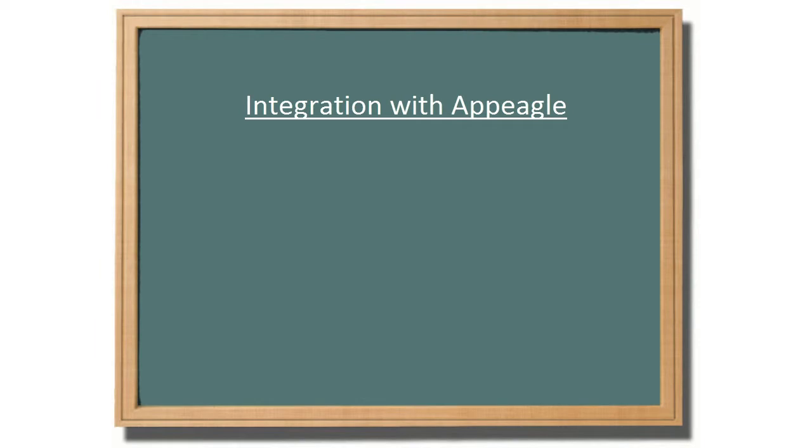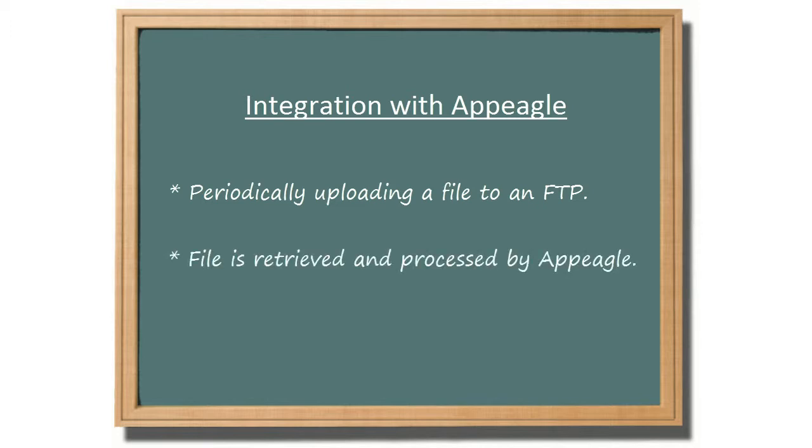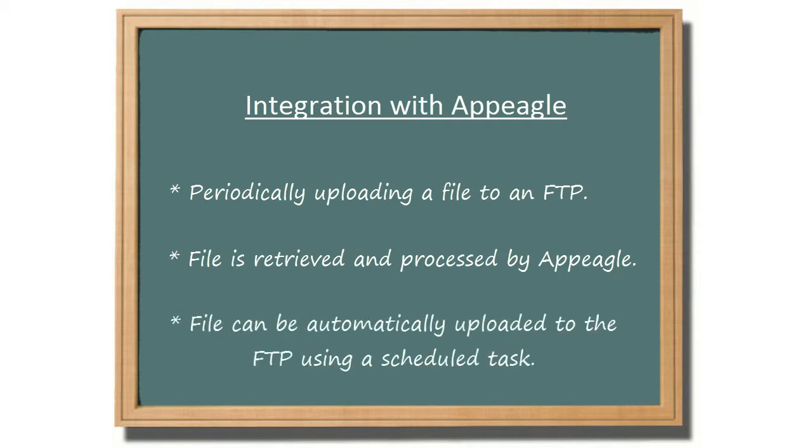Integration with the Appeagle platform is achieved by periodically uploading a file in a special format to an FTP site. If you do not have an FTP site, SellerCloud support can set one up for you. The file is then retrieved and processed by Appeagle. This file is created in a special format defined by a product export plugin and designed to meet Appeagle's requirements. This plugin, as well as all other plugins discussed later on in the tutorial, can be scripted and configured by SellerCloud support. The file can be automatically uploaded to the FTP site using a scheduled task.